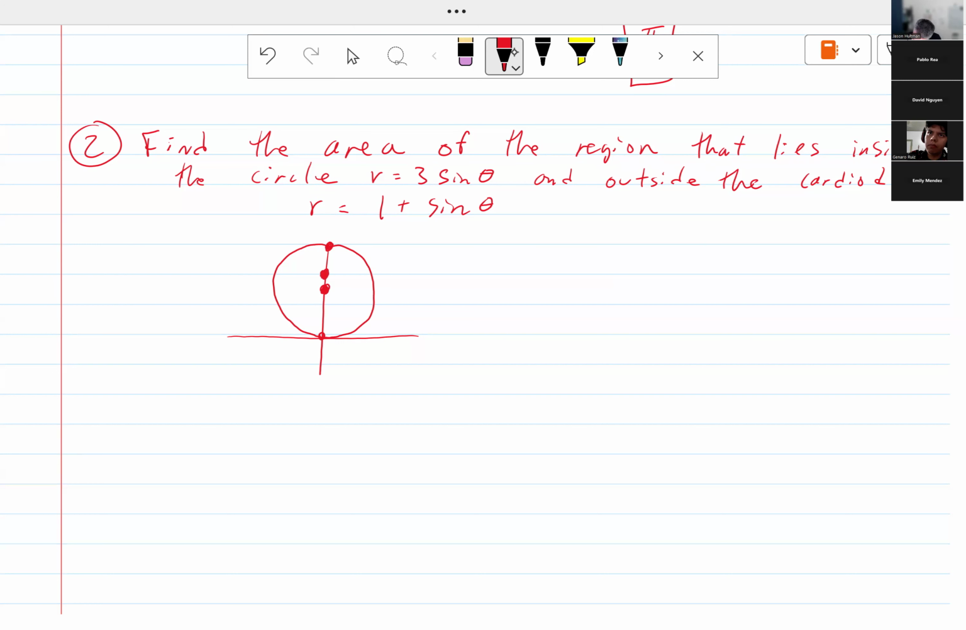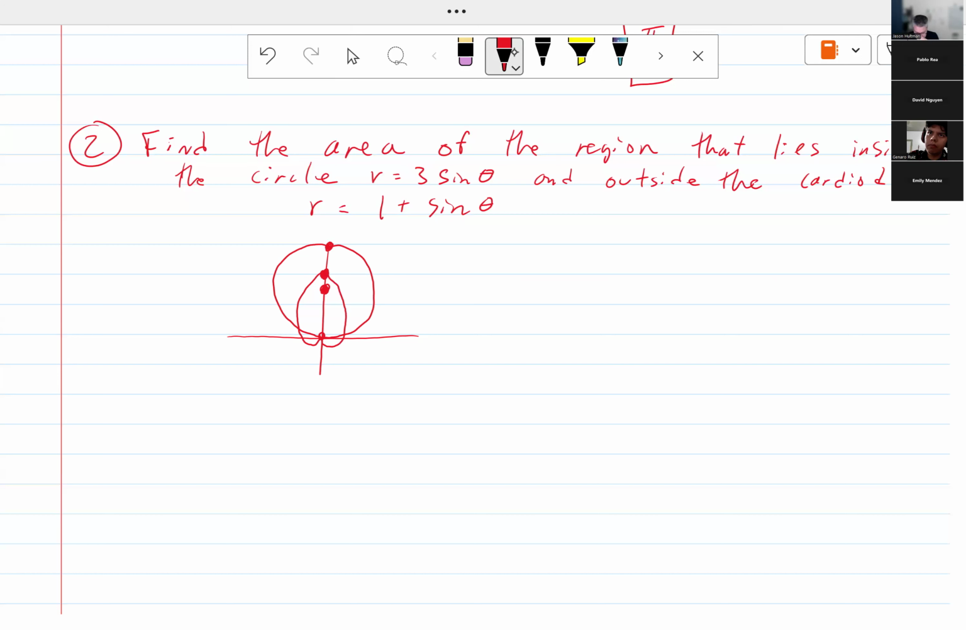Okay, and we drew this one before. It kind of looked like a heart. Let me try that again. It looks like this, goes up, and then comes up again.